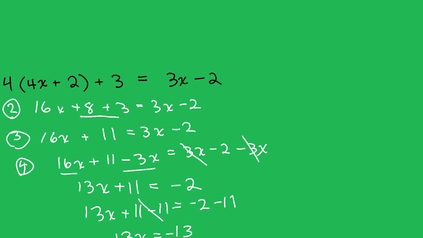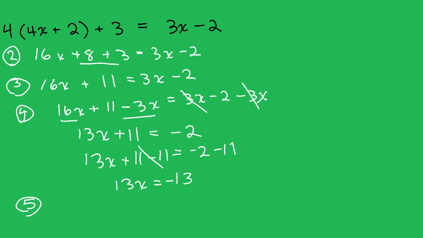In step 5, if you can guess, we're going to use the multiplication property to get the variable alone, meaning a coefficient of 1 on the variable. So we can divide here by 13, and that's going to give us a coefficient of 1 on the variable, which is what we want. And then on the right side, negative 13 divided by 13 is going to be negative 1. So x equals negative 1. So we solved the equation, and you know what comes next.